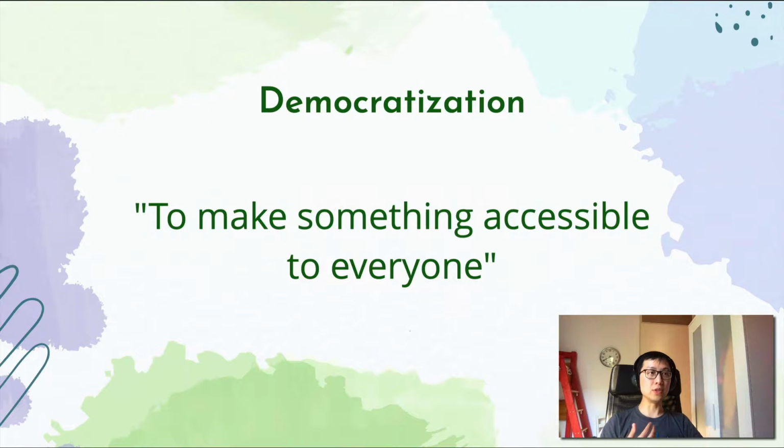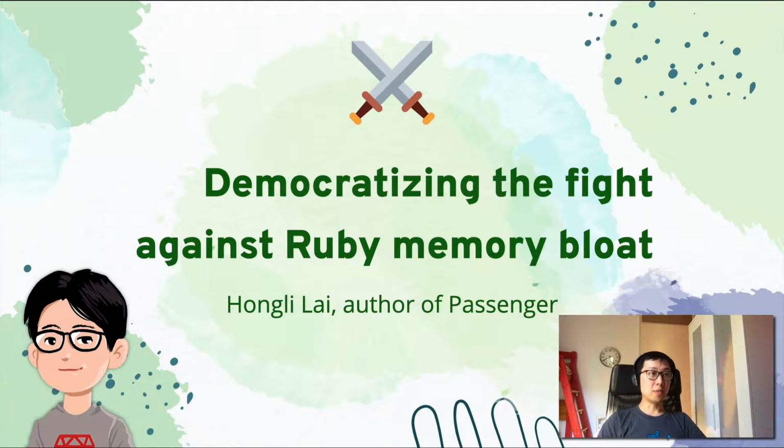I'm a big proponent of democratization. This term means to make something accessible to everyone. When there is a benefit, it brings me joy if I can make that benefit available to everyone. So I am on a mission to allow everyone to easily get rid of Ruby memory bloat. Welcome to this talk, Democratizing the Fight Against Ruby Memory Bloat. I'm Hongli. I founded Fusion and I am the author of Passenger.